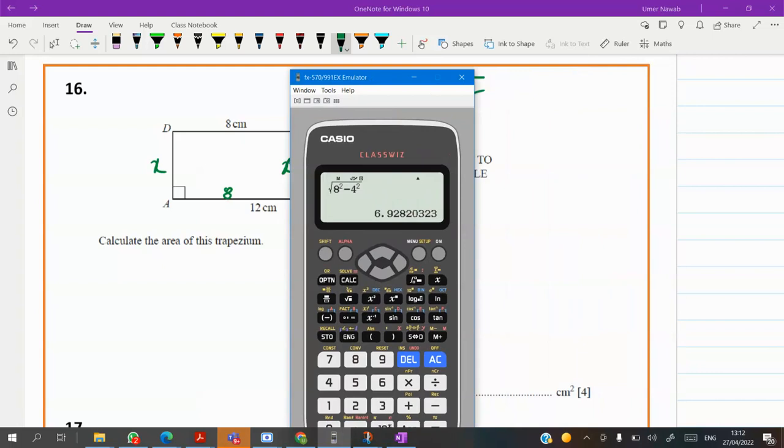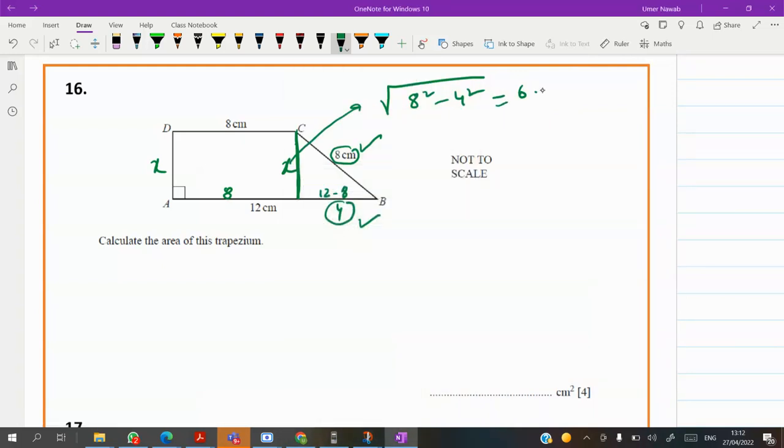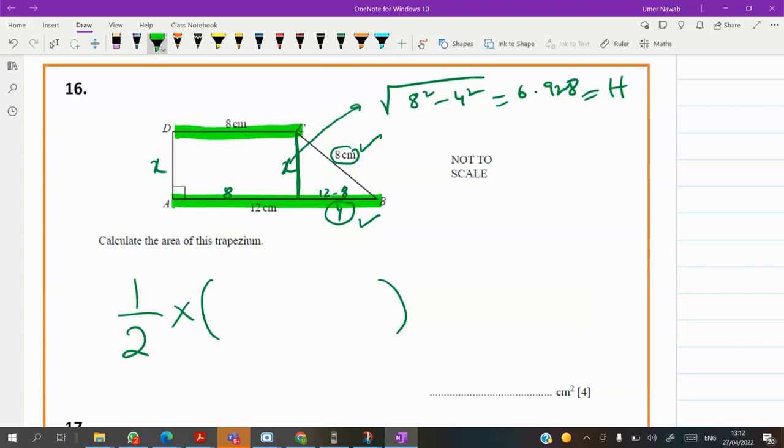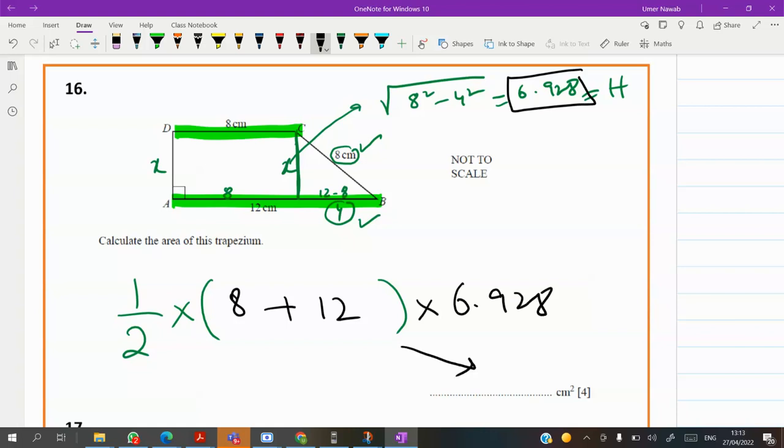6.928. So now I know the height. This is the height of the trapezium. Now write the area of a trapezium formula. The sum of the parallel sides, which is 8 plus 12, times the height. We found it, which is 6.928, and then we get the final answer. It's a very important question.